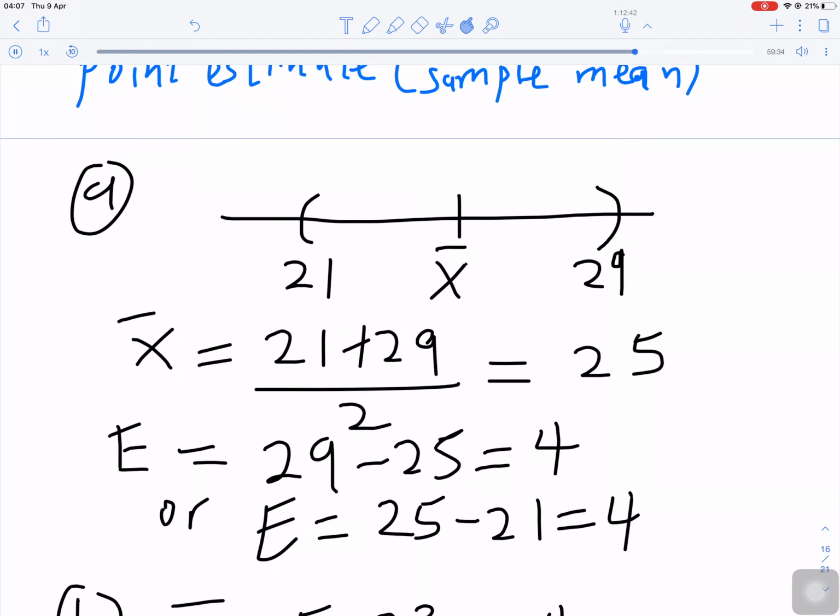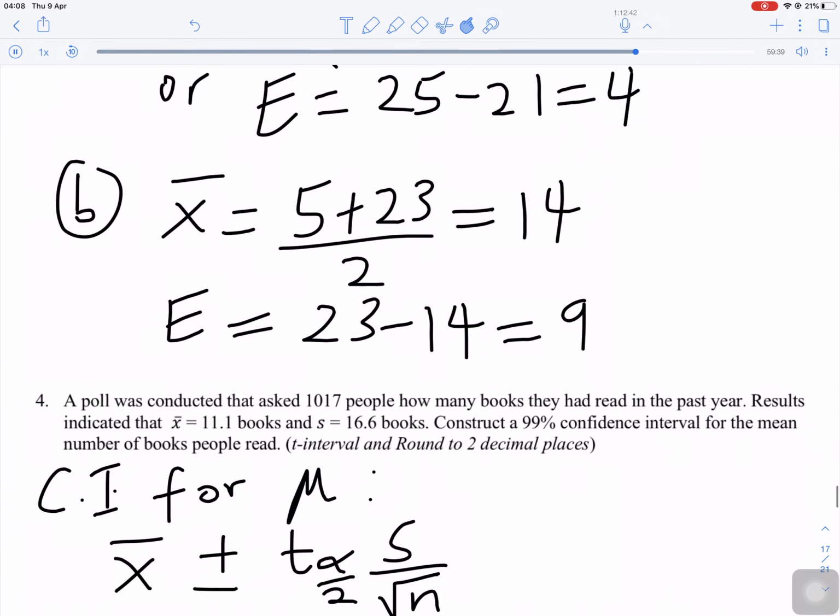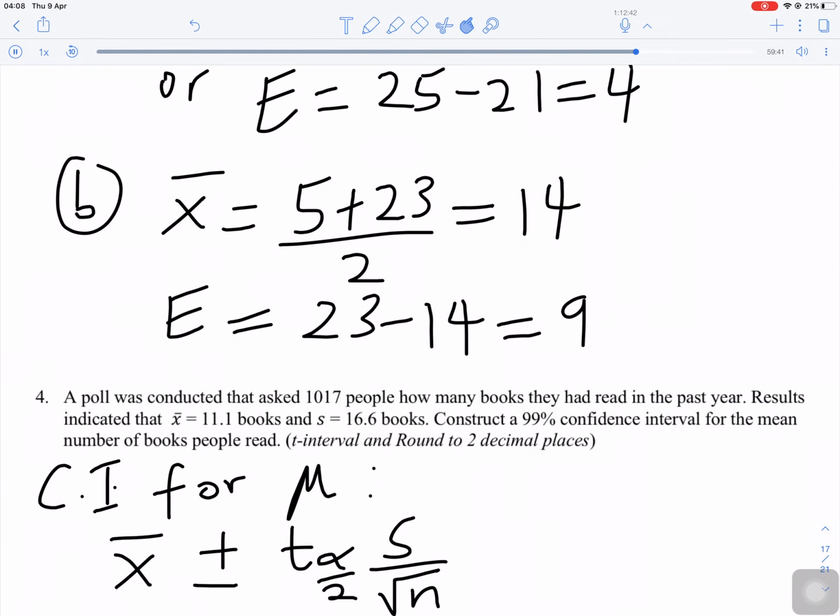Now to B, we have the lower bound of 5, upper bound of 23. So with that, the point estimate will be 5 plus 23 divided by 2, which gives us 14. Then the margin of error will be the upper bound minus the mean, and that gives us 9. Or if you do the mean minus the lower bound, 14 minus 5, that also gives you 9.